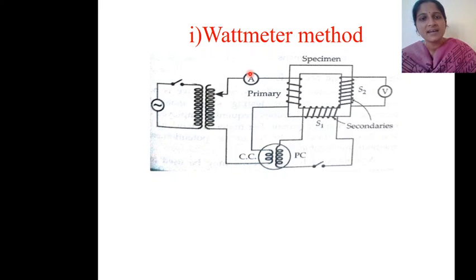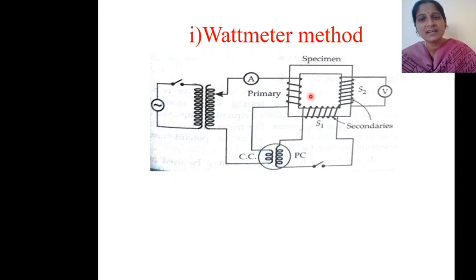To calculate the iron losses, you need to know the readings. You need to first set the current to some lower value. As it is a no load circuit, the current will be of small magnitude only, so you need to choose a small magnitude of current and fix it at that value.